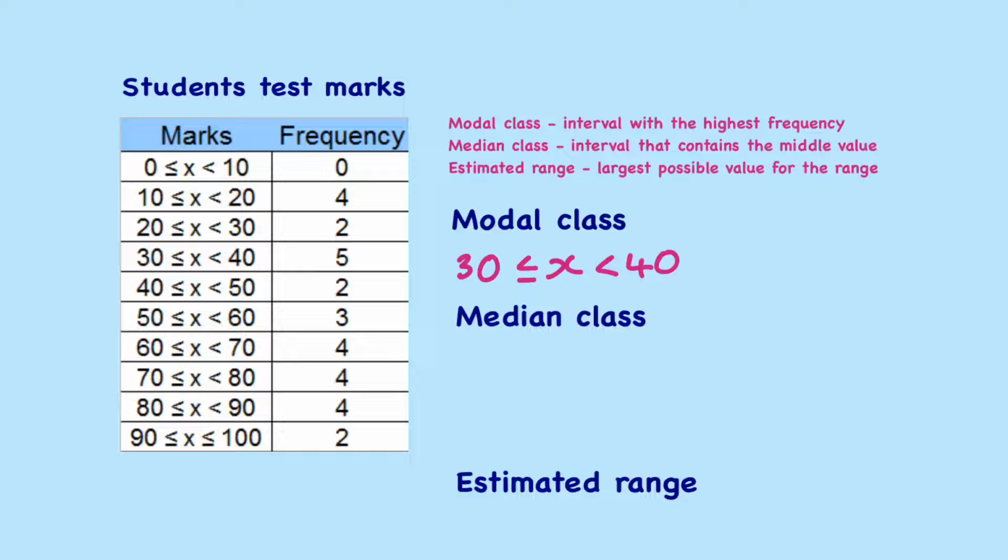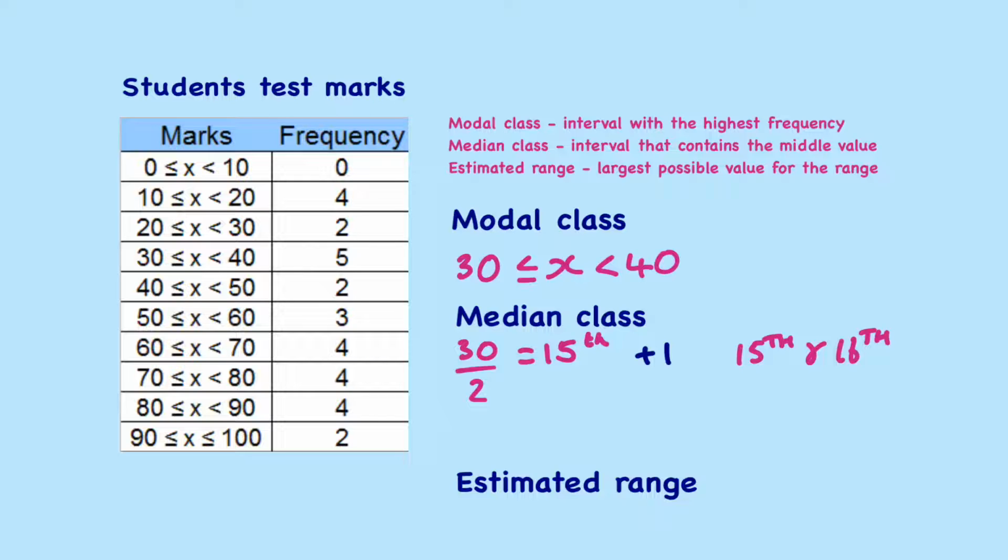Now for the median class, we need to find where the middle value is. So if we add up the frequency, that'll give us 30 values. When there are an even number of values, that gives us 2 medians. So to find out where those medians are, we divide 30 by 2, because we're half in it, and that will give us the 15th value, and the other middle number is the one after that. So our 2 middle values are the 15th and the 16th.